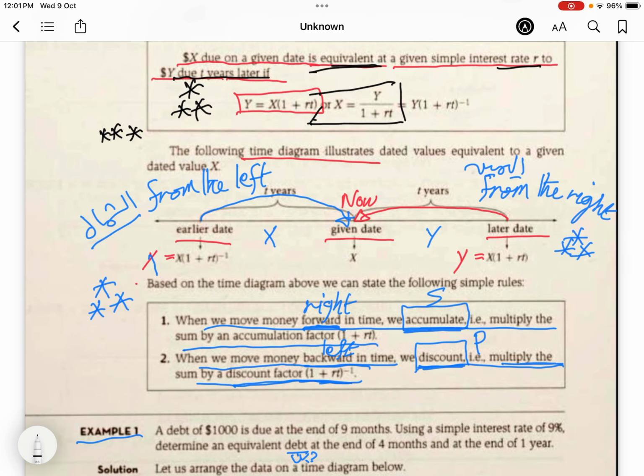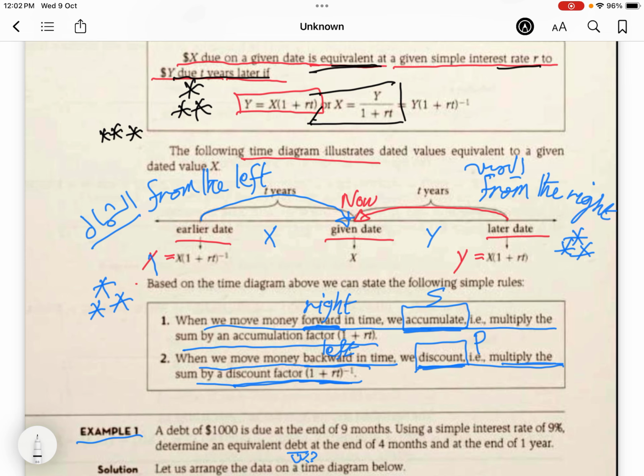Based on the time diagram above, we can state the following simple rules. When we move money forward in time, we multiply the sum by the accumulation factor 1 plus RT. But when we move money backward in time, we discount. We multiply the sum by the discount factor, which is 1 plus RT to the power negative 1.